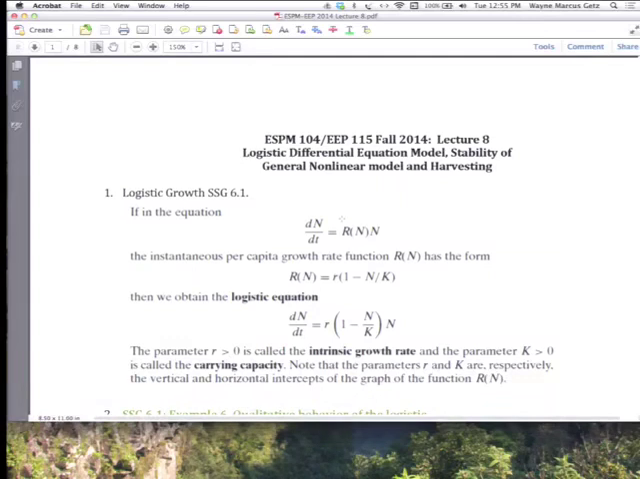When n lies between 0 and k, is this positive or negative? Positive. And you can see you've drawn it positive. It's 0 over here, and positive. So where does it have a maximum? Where's its maximum rate of change? Where this is the highest.